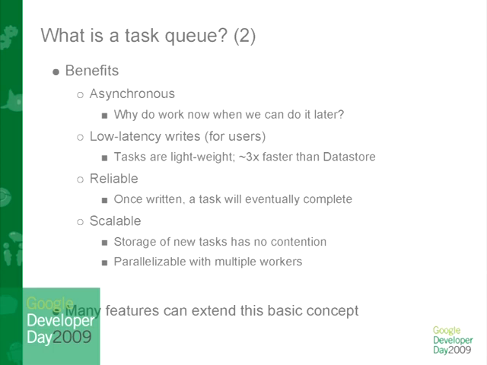But the benefits are it's asynchronous. You say, here's what I want to do later. So you can put things off. It's very low latency. Writing a task to the task queue is about 3 times faster than the data store. So it's very quick. It's reliable. Once you write a task and say that you want to do it, it will eventually complete. It's guaranteed to eventually finish.